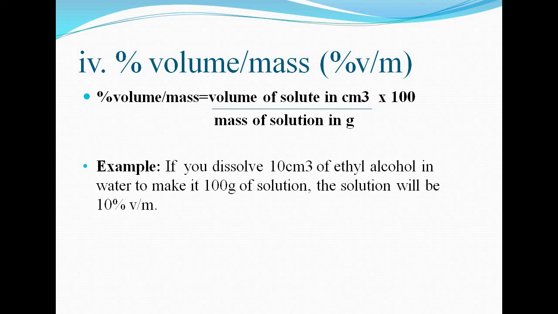So in this lecture we have read about the 4 percentage units. The main topic is the concentration units. Among concentration units we have read about 4, which is the percentage unit, expressed in 4 ways: percentage m by m, percentage v by v, percentage m by v, percentage v by m.